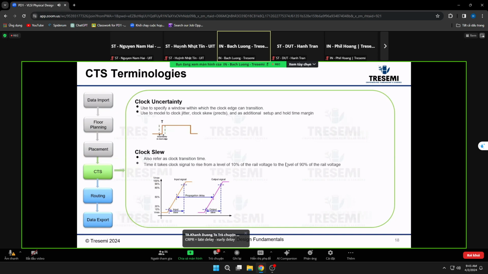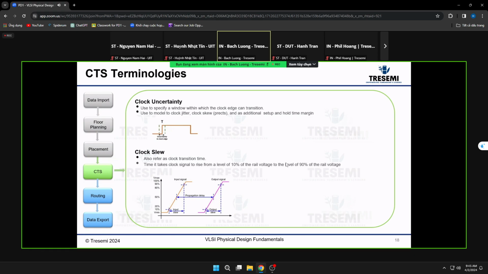Okay, so the next couple of terms I put together. The other one is clock uncertainty. You hear that term, uncertainty, meaning not sure where it is. So clock uncertainty is basically used to specify the window within which the clock edge can transition. It is usually used to model the clock jitter, so your ideal clock source.